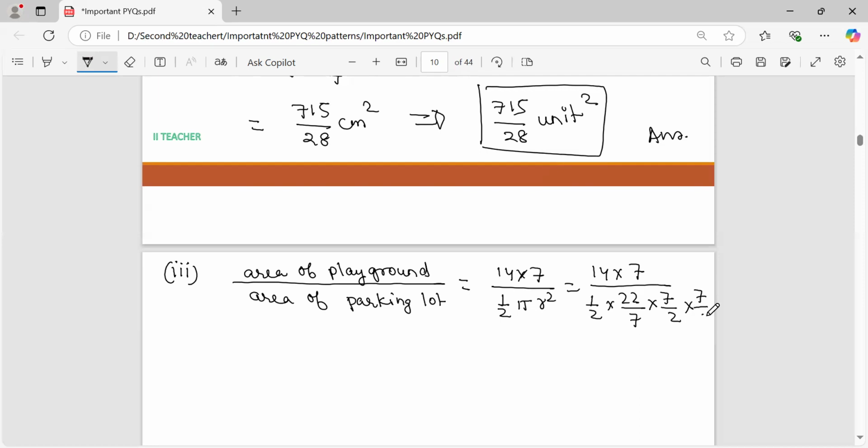So now a lot of things will get crisscrossed. Like this 7 will get cancelled. This 7 will also get cancelled. So this 2 will get cancelled to 11. So I have 14 into 2 into 2 divided by 11, which is nothing but 56 by 11. That is the ratio of the area of the playground to that of the parking lot.